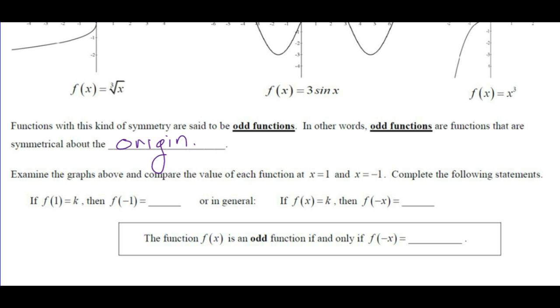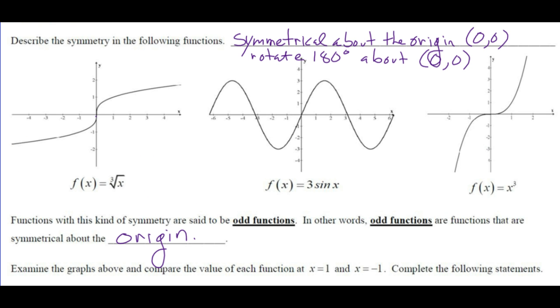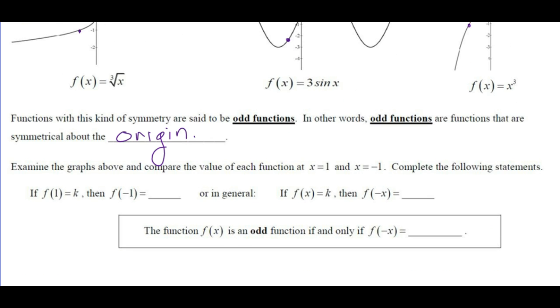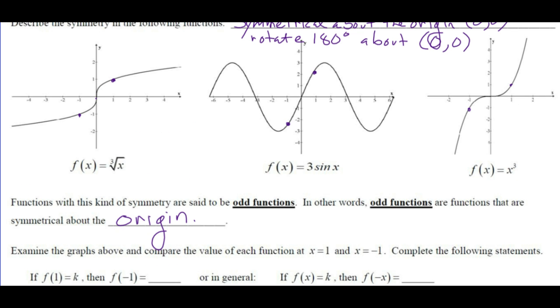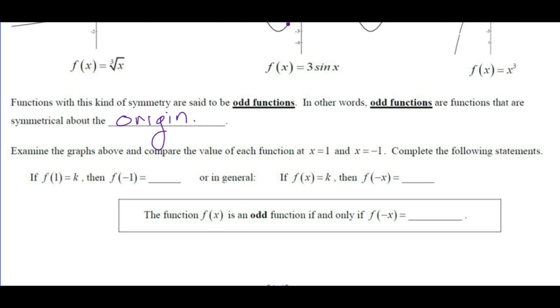Examine the graphs above and compare the value of x equals 1 and x equals negative 1. So when x equals 1, we're here. At negative 1, we're here. Okay, so if f of 1 is equal to k, so this value is k, what's this value? Negative k, right? That's k, that's negative k. So in general, if f of x is equal to k, then that's negative k.